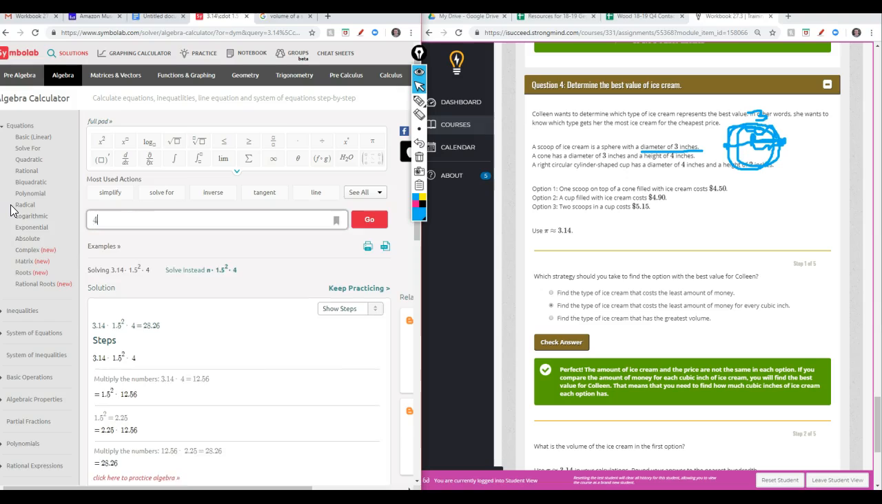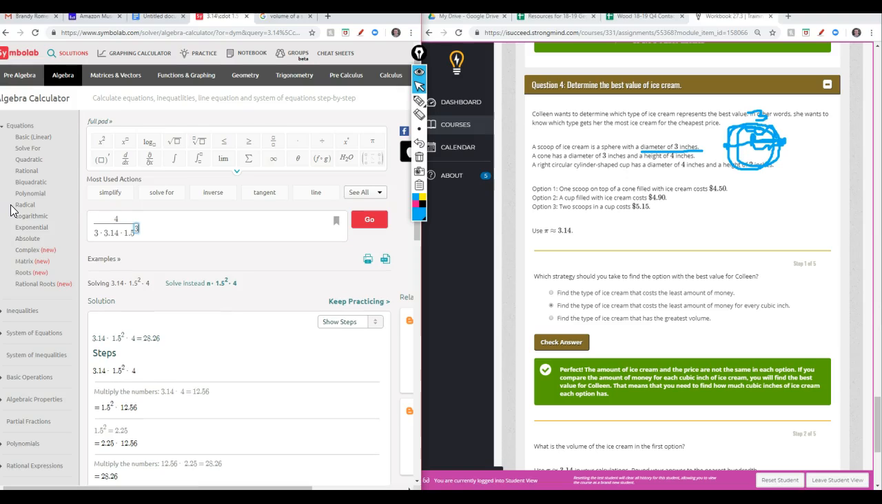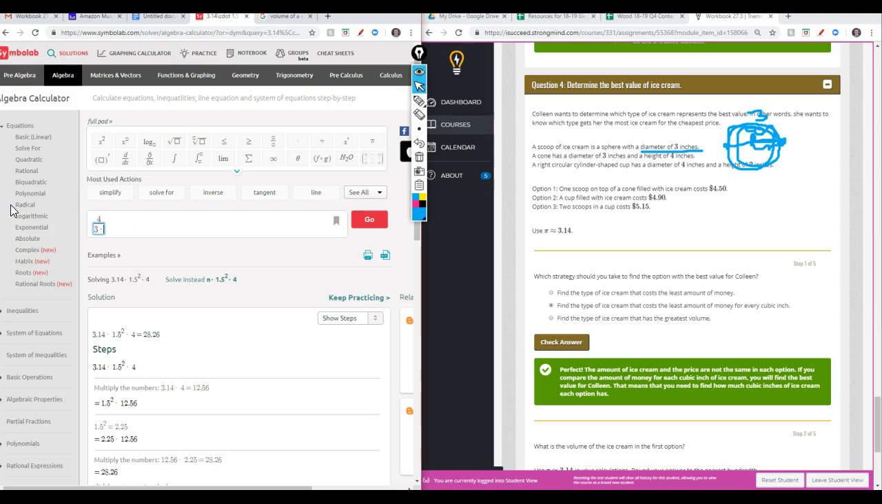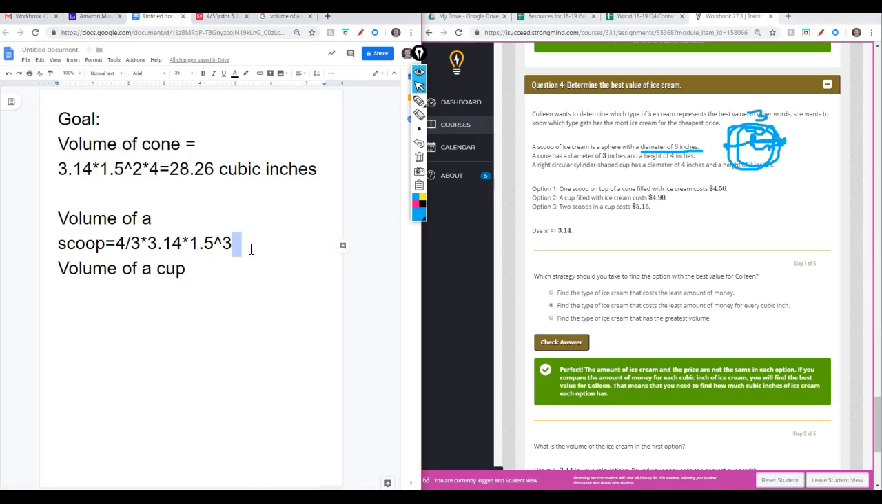So jump over to the calculator. We have 4/3 times 3.14 times 1.5 cubed. Oh, and it typed it all into the denominator, which is not what I wanted. So 4/3 times 3.14 times 1.5 cubed. It's 14.13 cubic inches. So as of right now, the volume of the cone has the largest cubic inches. Let's keep going and we'll see.